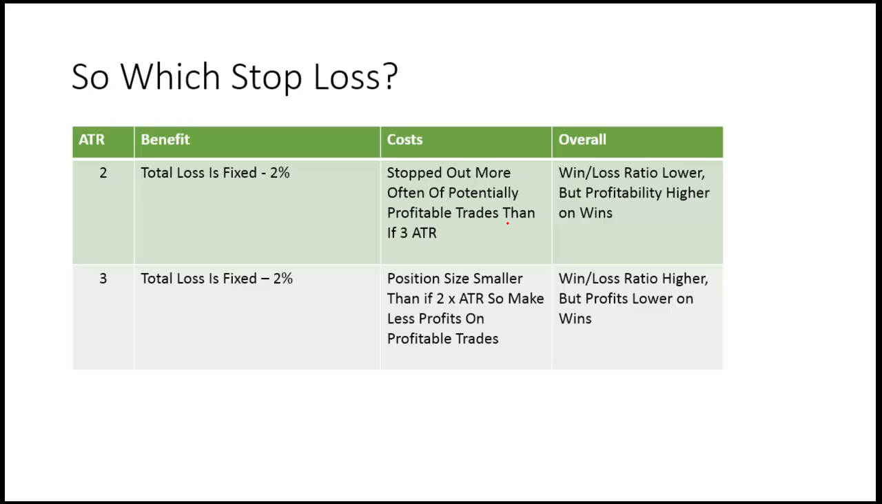Now, most people in theory say, I want to make more money. But in practice, they want to be right more often. It's just how psychology works. People hate being wrong. They hate being wrong. And therefore, most people are better off having a 3 ATR stop loss than having a 2 ATR and making less profits, because they'll be happier.